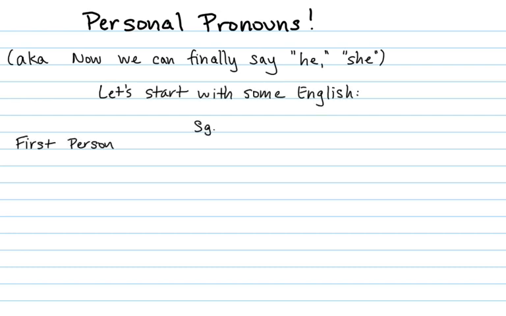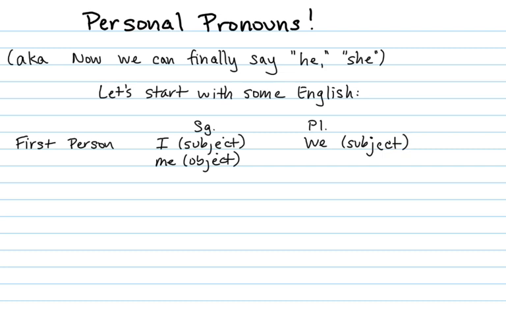In English, the first person pronoun in the singular is I for the subject case and me for the object case. So subject, I like cookies. Direct object, cookies like me. Also the object of prepositions, like give a cookie to me, please. In the plural, the first person pronoun is we for the subject case and us for the object case. We like cookies, cookies like us, give cookies to us, please.